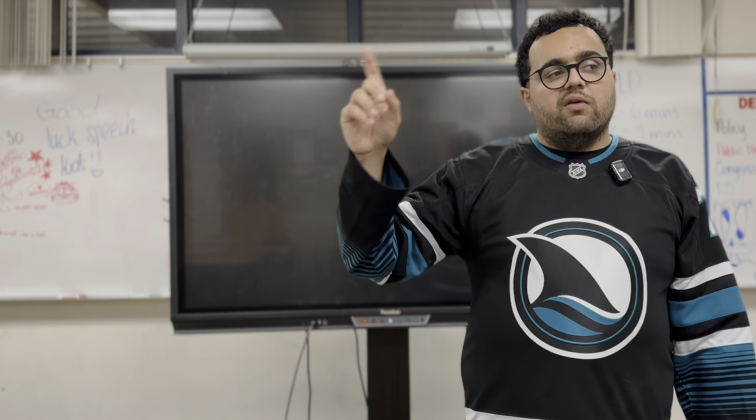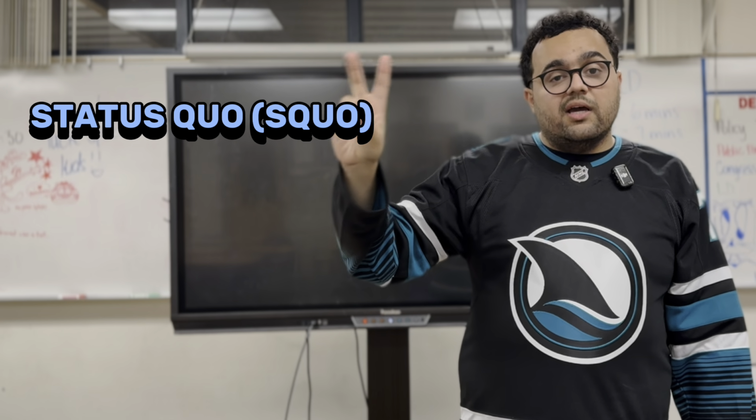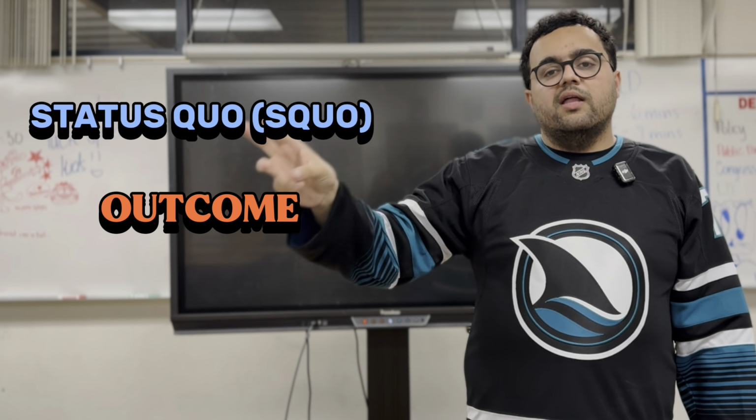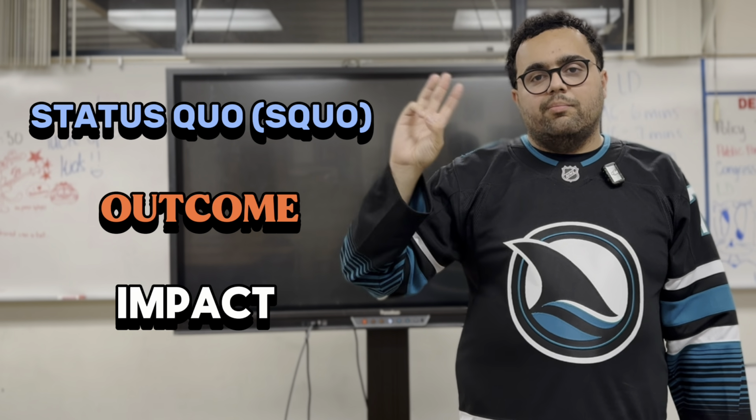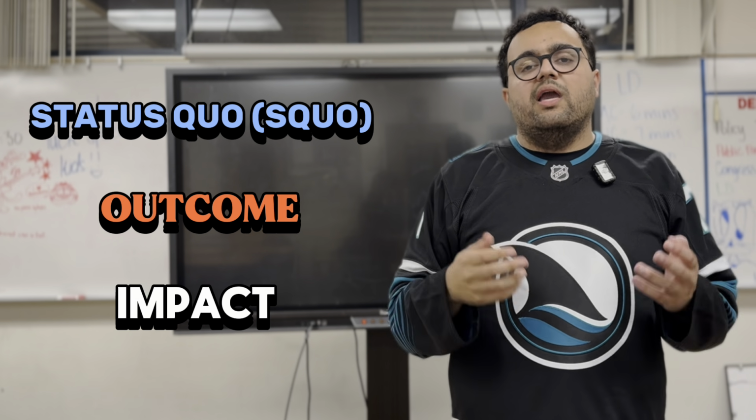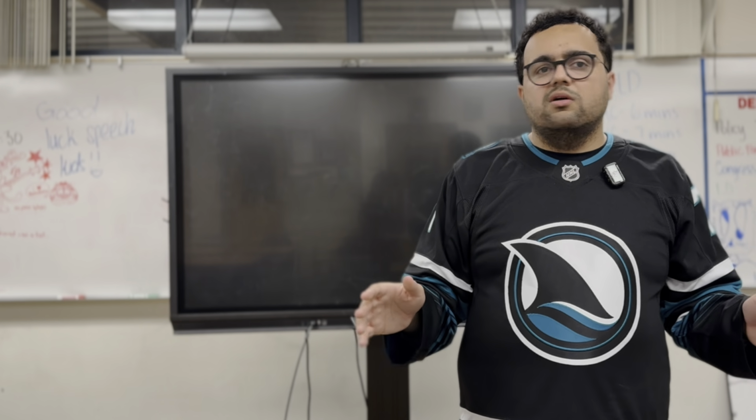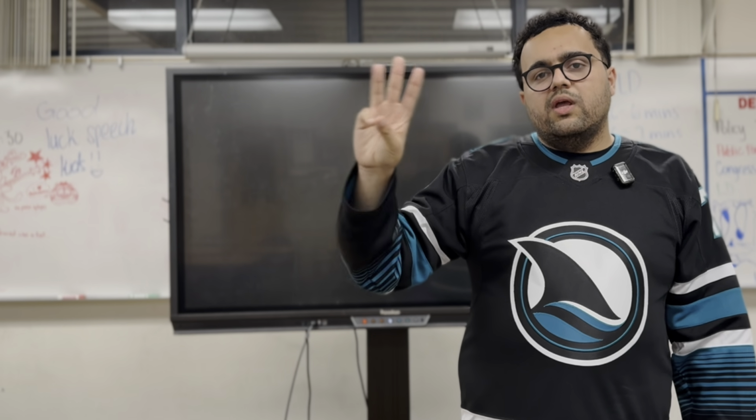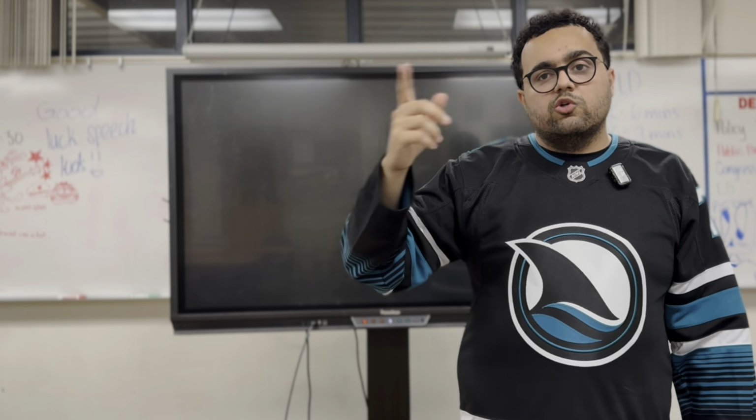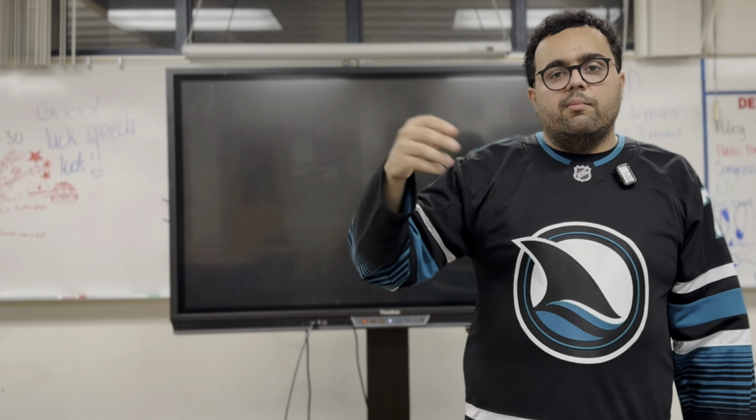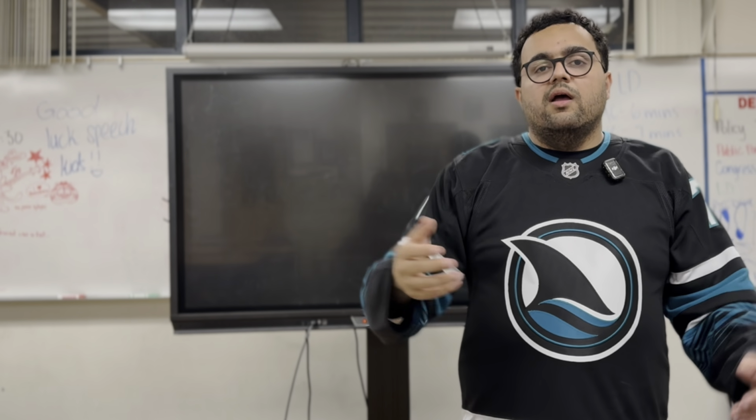The first part of the block format is the status quo block. The second part is the outcome block. And the third part is the impact block. So those are the 3 blocks making up block format. We're not going to talk about intros or conclusions today. We're just going to talk about those 3 blocks. Status quo, otherwise known as SQUO, outcome block, which you just call outcome, and the impact block, which you can call impact. We're going to first break down that status quo block.